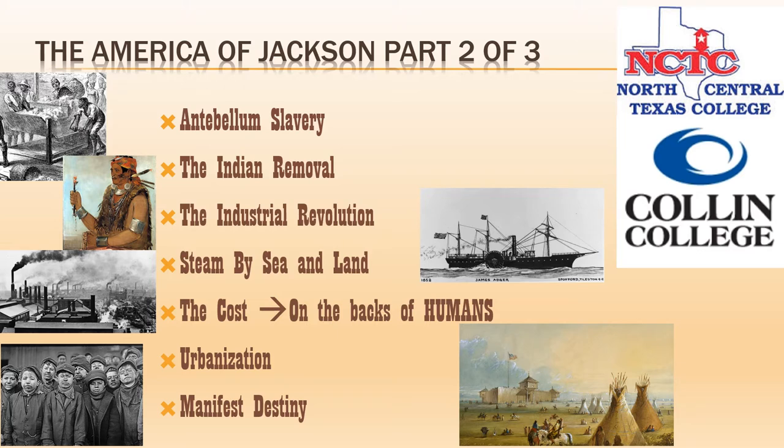This is really 1820s to 1848, part two of three. In part one, I went over antebellum slavery. I also talked about Jackson's administration. And in this presentation, we're going to go through Indian removal and the Industrial Revolution, that is to say, the economy of the North. And this is predicated on steam, the perfection of the steam engine, and it's applied to both sea and land. And then we'll talk about the cost, which is on the backs of human beings.